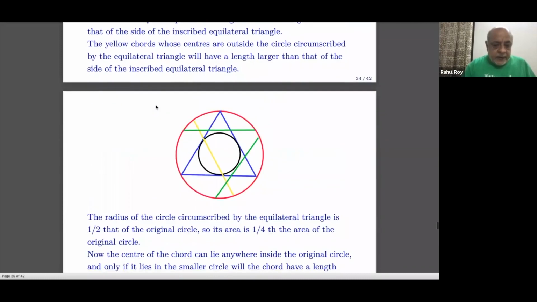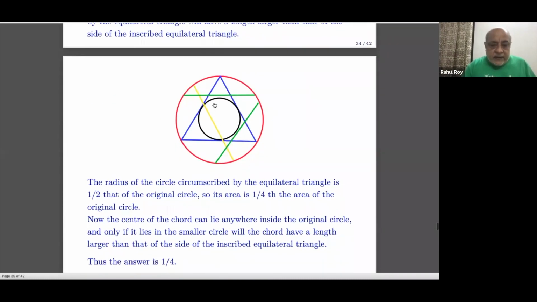Okay. Now the radius of the circle inside here, the black circle, is exactly half that of the original circle. So the area of this is 1/4 the area of the original circle, because area is pi r squared.